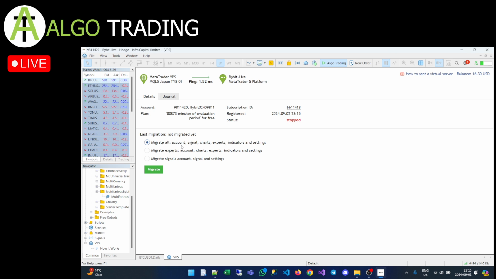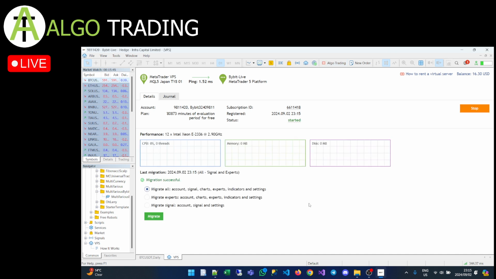So you could use the multifarious. Like I said, it's already set up. You could play with it. I've got a couple more EAs that I'm going to show you guys, but for the most part, I'm going to be using this multifarious BYBIT EA because it has been set up specifically for BYBIT.